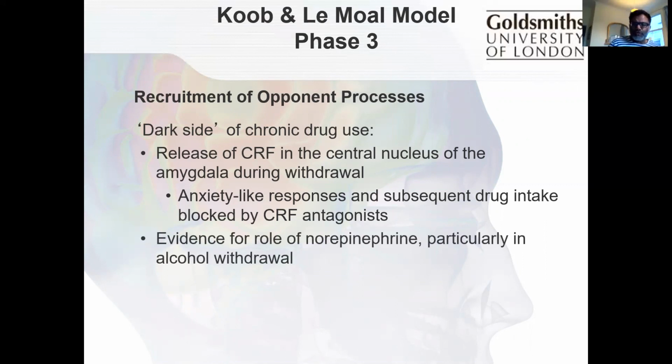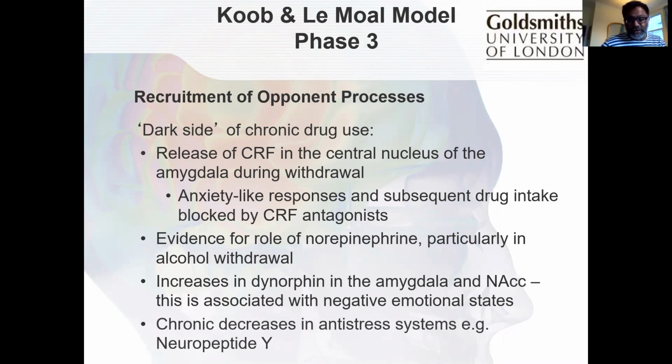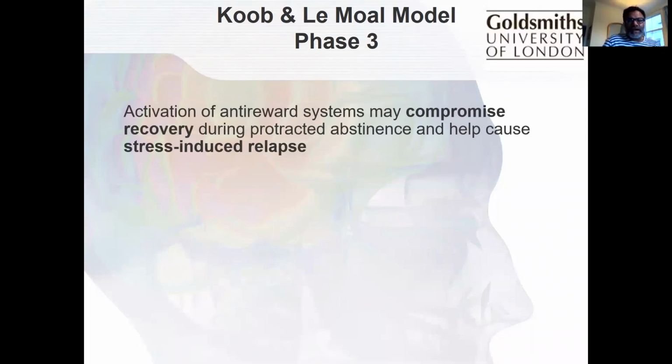There's evidence for a role of norepinephrine, particularly in alcohol withdrawal. So some neurotransmitters are more involved in some chemicals, such as alcohol, than others. And there's increases in that thing called dynorphin in the amygdala and the nucleus accumbens, and this is also associated with the negative emotional states. And then finally, there's chronic decreases in the anti-stress system, such as the neuropeptide Y. So what we have is activation of this anti-reward system, and this is what makes recovery difficult because it's compromised.